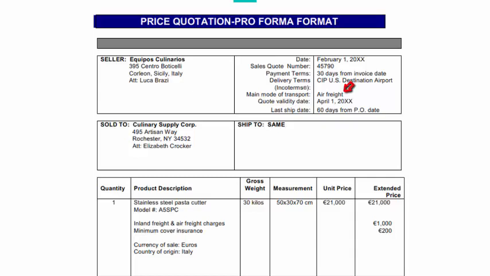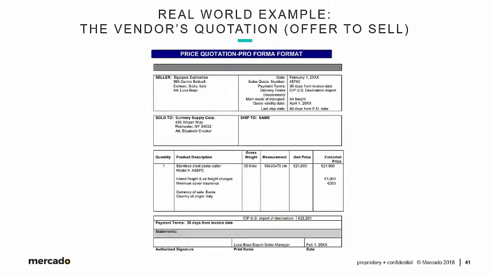We mentioned the mode of transport as air freight. The quote is valid through April 1st, so that's a 60-day period from February 1st through April 1st. But the last ship date, which is always important to have in a quotation, is 60 days from the PO date, the purchase order date. So if this company in Rochester places a purchase order, the company in Sicily, Equipos Culinarios, has 60 days from the date of PO to ship.